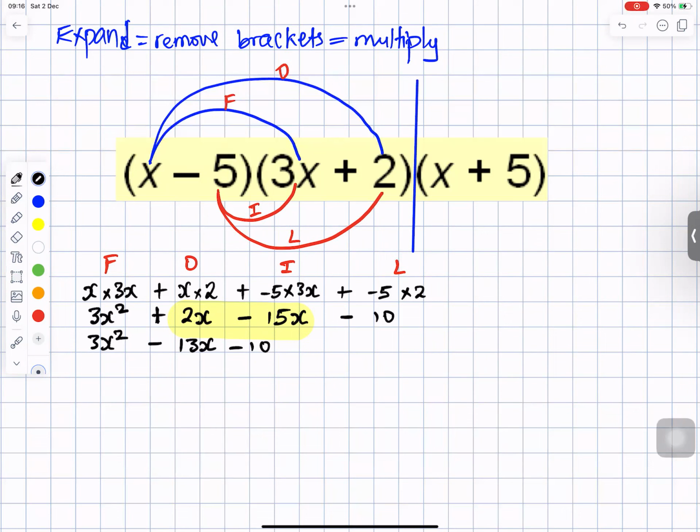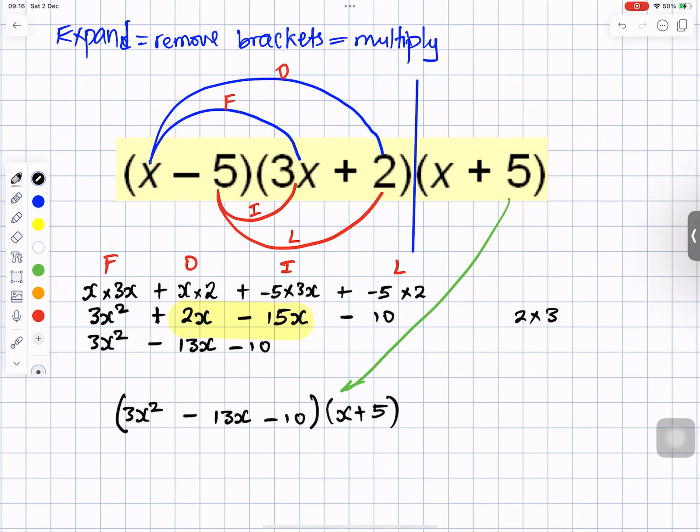Now we've done the first two. We take this answer for the first two, multiply it with this last one. You see what I mean? That is the same like doing 2 times 3. You get the answer is 6, and then after that, it times 5. Does that make logic sense?